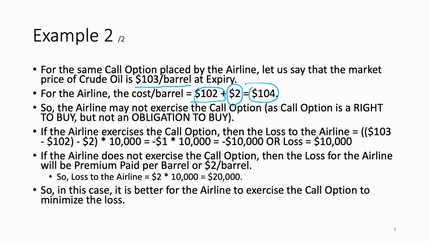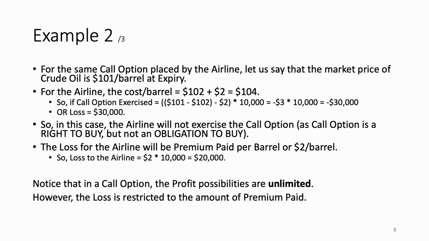Now, if the airlines exercises the call option, the market price 103 minus 102 minus 2 would make a loss of $1 per barrel. And he has purchased 10,000 barrels, so the total loss would be $10,000 for the airlines. This is if he exercises the call option. If he does not exercise the call option, then the airlines will have to bear the premium it has agreed to, that is $2 per barrel, and the total loss will be $20,000. So in this case, you notice that the airlines is better off exercising the call option and minimizing its loss to a $10,000 loss.